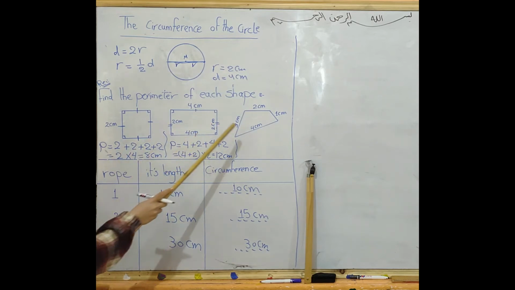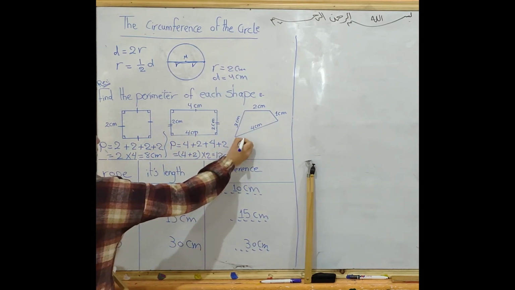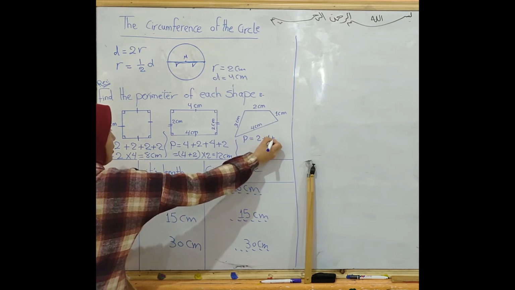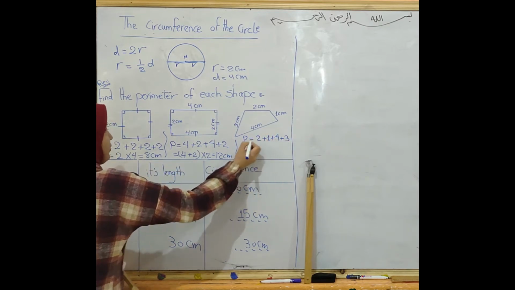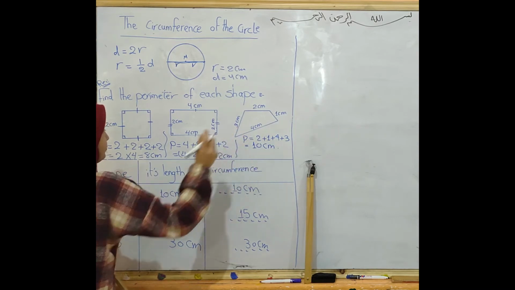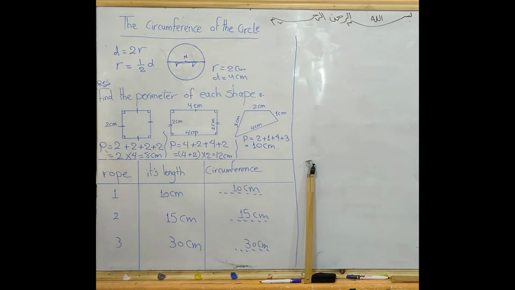To find the perimeter of this shape, we find the sum of its side lengths. Perimeter equal 2 plus 1 plus 4 plus 3 equal 10 centimeter. Now we talk about the circumference of the circle. The circumference of the circle means the perimeter of the circle.